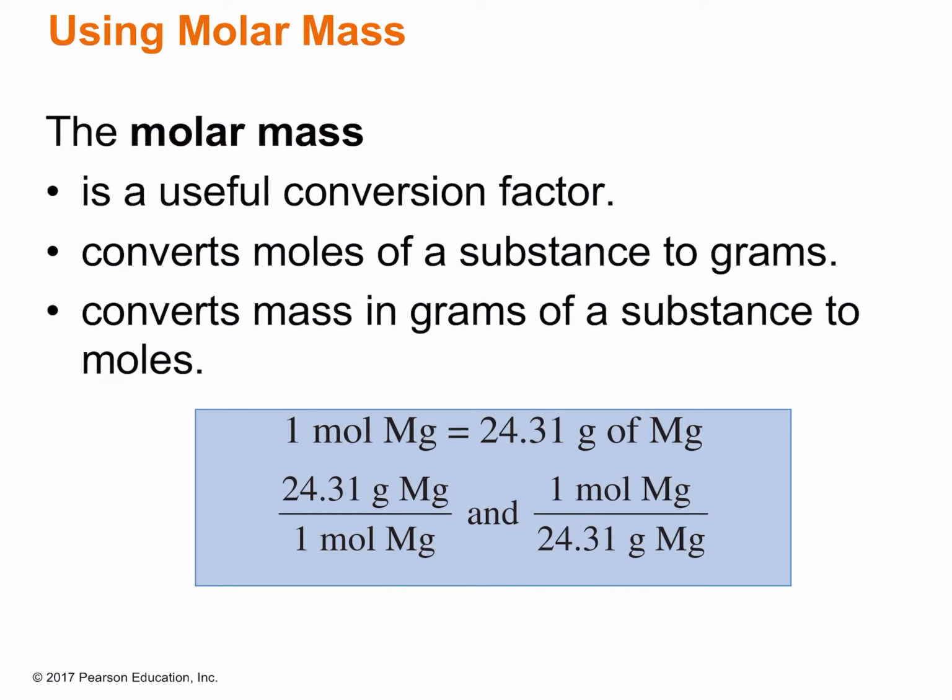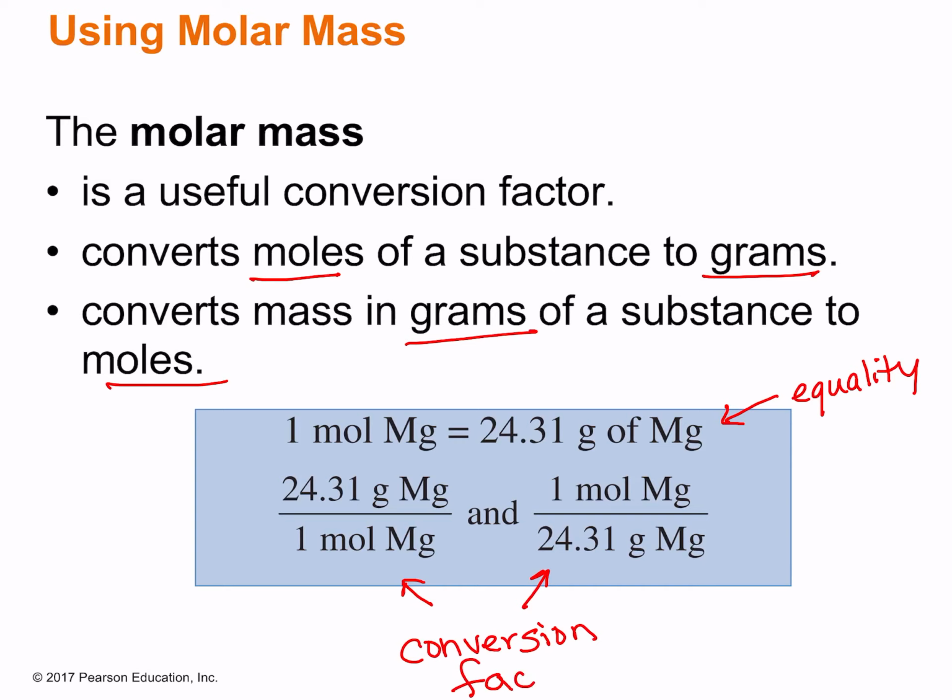So we can use the molar mass to convert between moles and grams of a substance. Kind of like last time we were using Avogadro's number to convert between moles and number of particles. Now we're going to use the molar mass to convert between grams and moles. So it can convert moles of a substance to grams, or it converts grams to moles. Either way. So this top one, this is our equality, right? And so we get this from the periodic table, and then these are going to be our conversion factors that we can use. And these will be what we can put right in our train tracks to do dimensional analysis and figure out amounts of stuff.